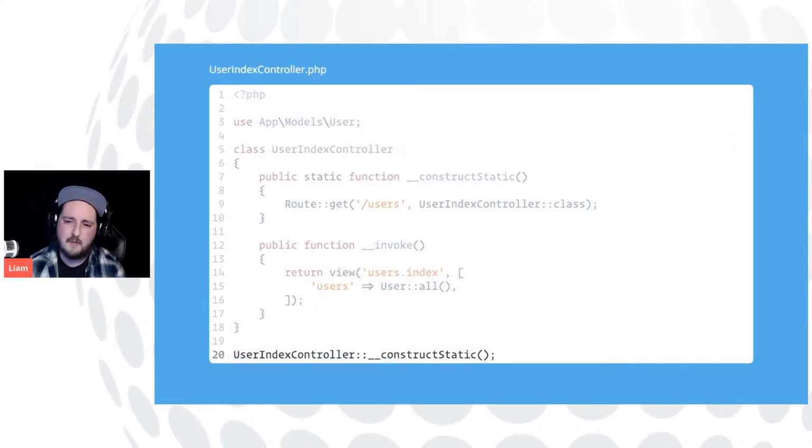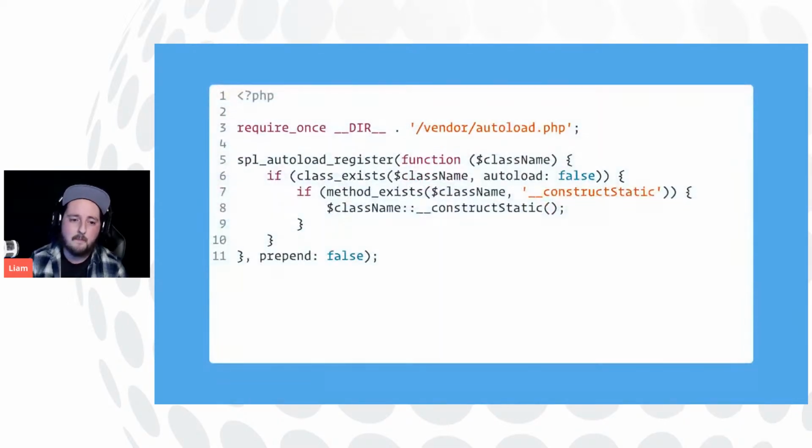But now, you remember that little call to constructStatic at the end of every file that we've defined? That might get a little bit tiresome and repetitive and really easy to forget if you're not paying close attention. So wouldn't it be cool if we could instead just remove that line entirely and have it trigger automatically like a real magic method would? Well, we can actually write an autoloader to do it for us.